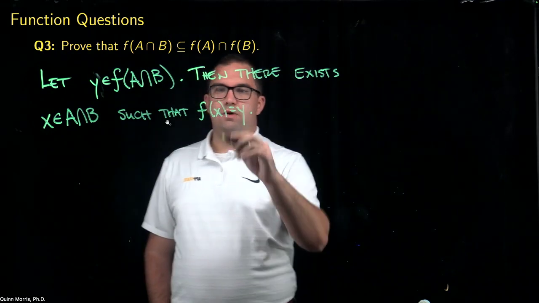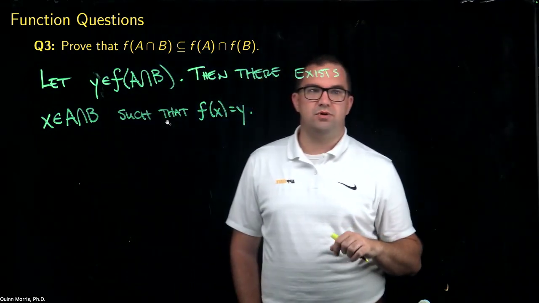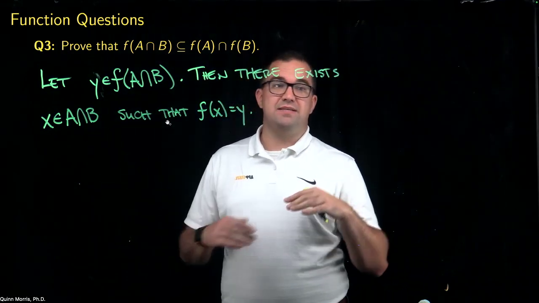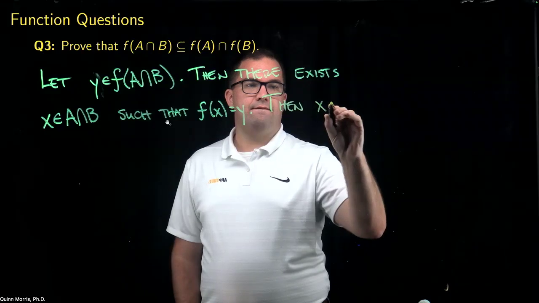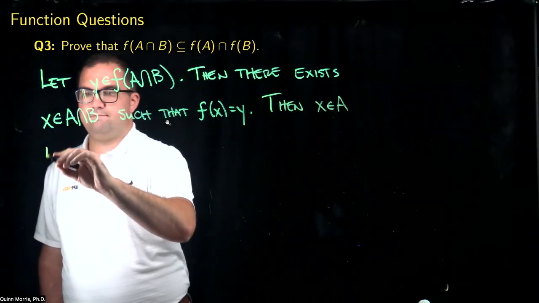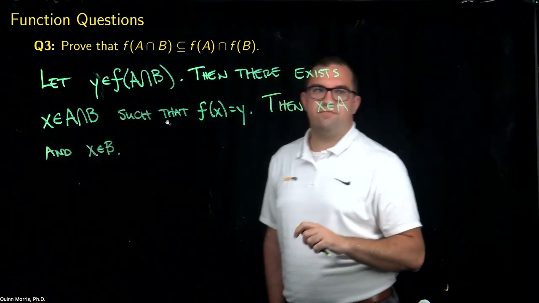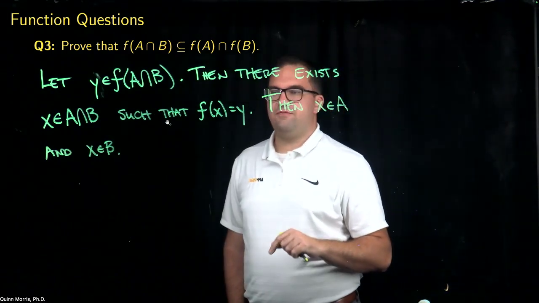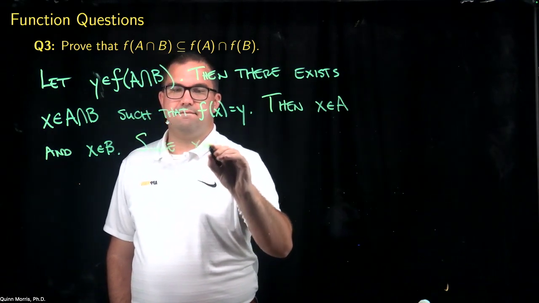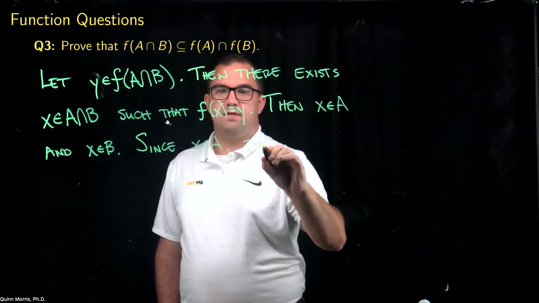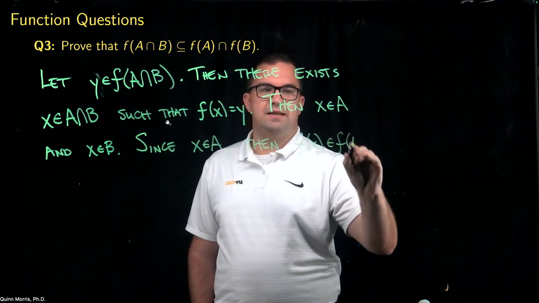Okay. Well, let's see, then what can we do with that? Well, I know this X is in A intersect B, which means what? If X is in A intersect B, that means it's in A and it's in B. Okay, so then X is in A and X is in B. All right, well, let's work first with the fact that X is in A. If X is in A, then f of X is in f of A.